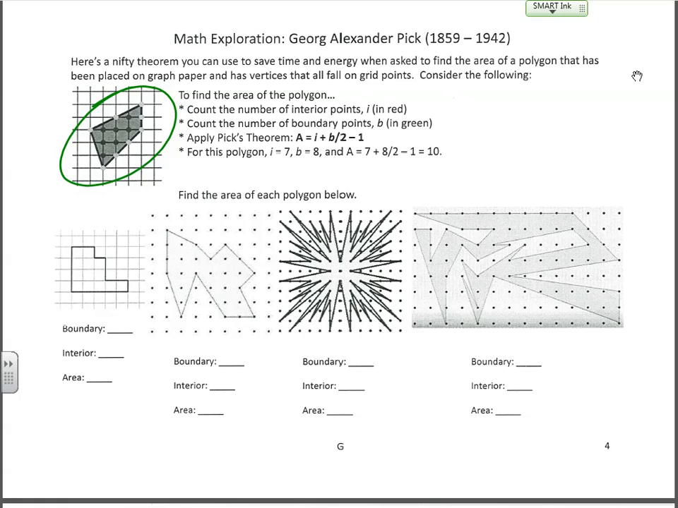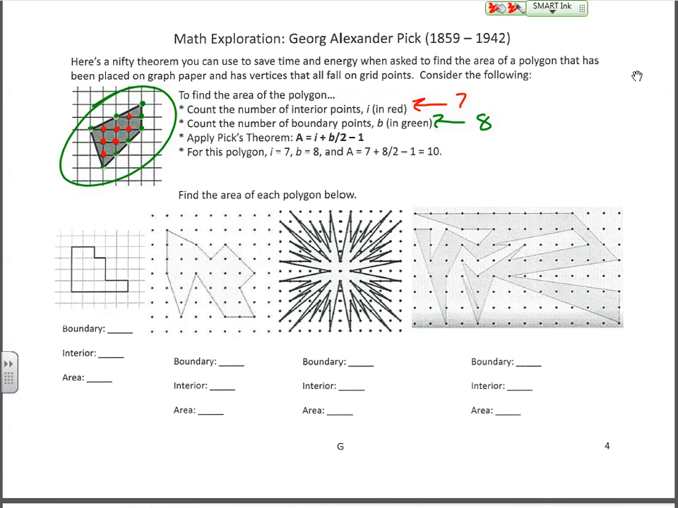I didn't print this in color, which is silly here, but it says first count the number of interior points, which we'll call I, in red. The interior points are these points on the corners of these grid squares that are inside the polygon. Looks like there are 1, 2, 3, 4, 5, 6, 7 of them. Then count the number of boundary points, points on the outside of the polygon, in green. It looks like there are 8 of them. So 8 boundary points, 7 interior points.